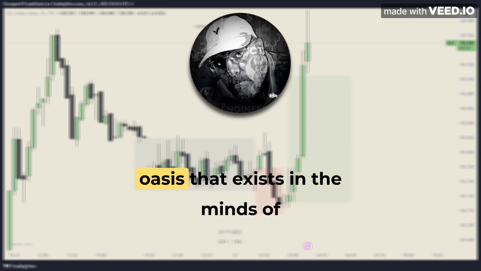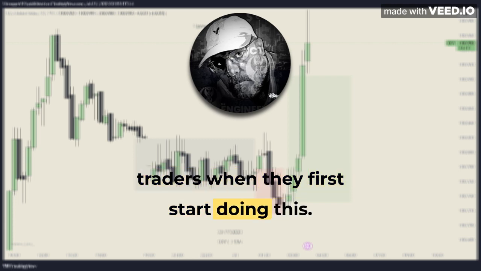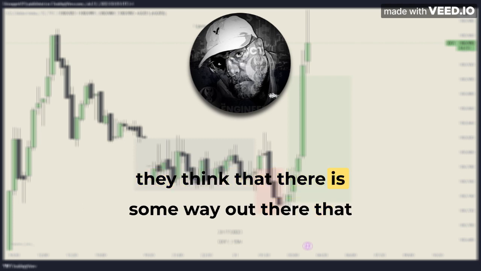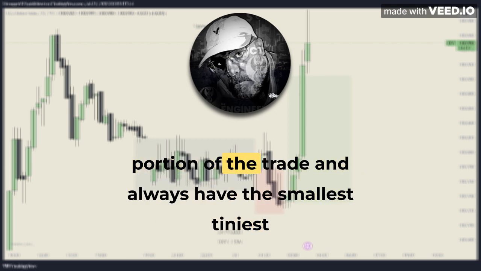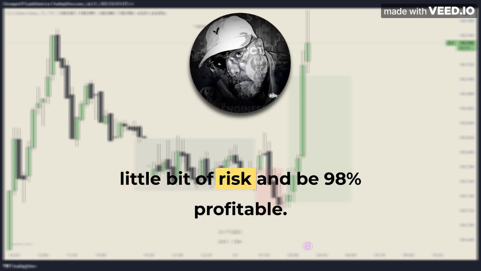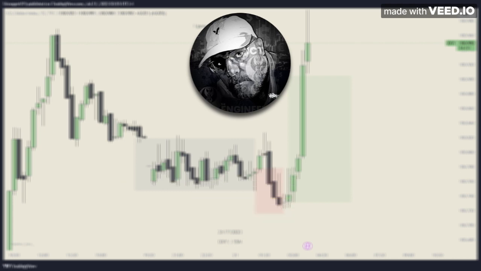There's an imaginary oasis that exists in the minds of traders when they first start doing this. They think that there is some way out there that they can always go in and get the biggest winning portion of the trade and always have the smallest, tiniest little bit of risk and be 98% profitable. No.